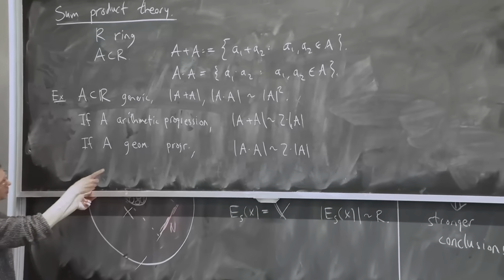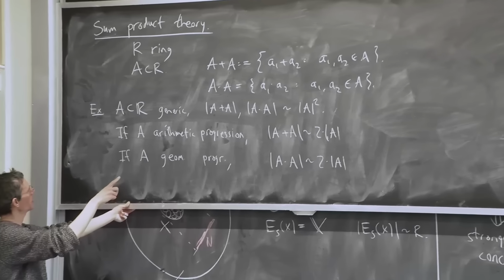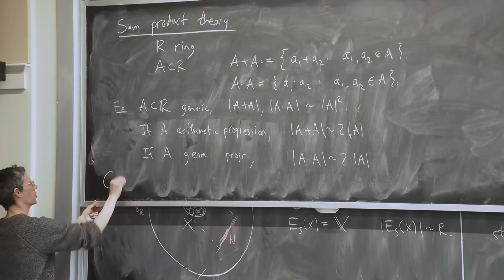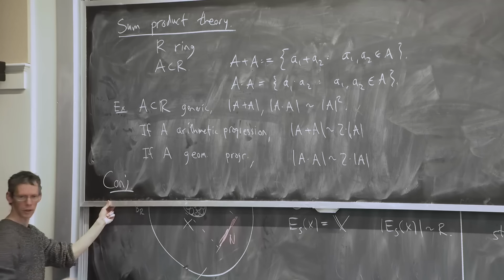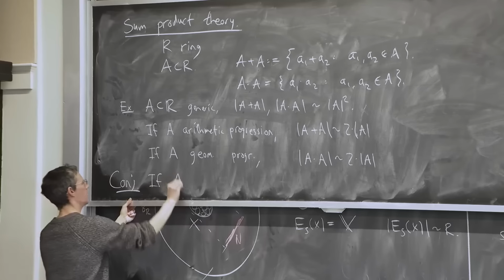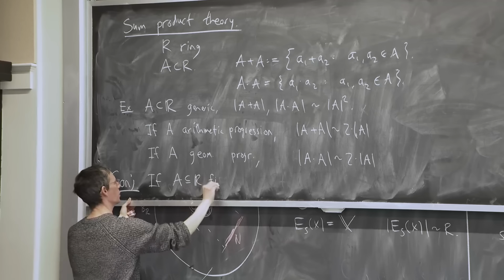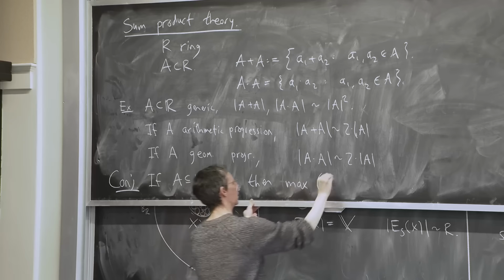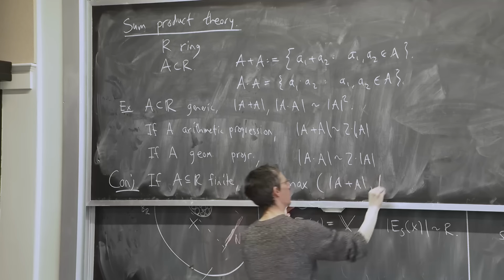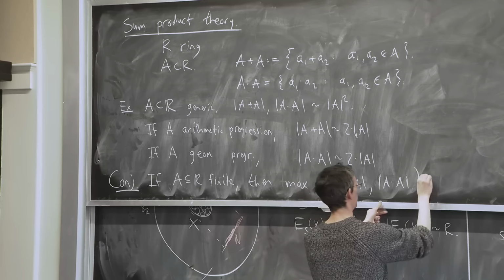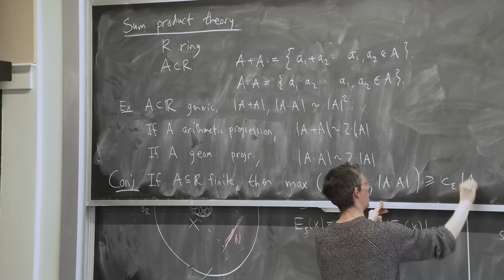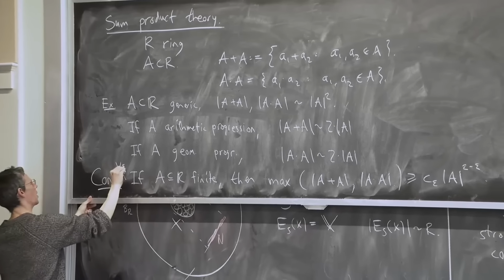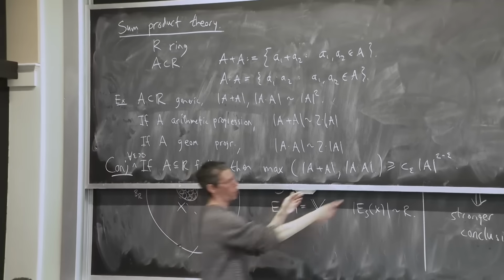Based on these few examples, Erdős and Szemerédi conjectured that one of these is always big. So here's their conjecture. This is still an open problem. If A is a finite subset of the reals, then the maximum of A plus A and A times A is at least C epsilon times A to the 2 minus epsilon, for every epsilon bigger than 0. So it's not quite A squared.